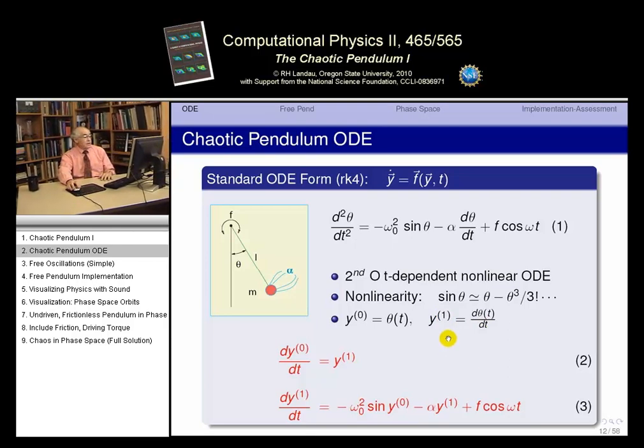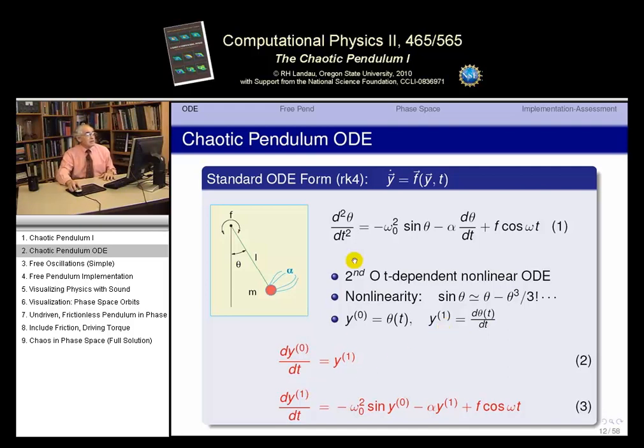simultaneous first-order differential equations, there are 2 and 3 here that will be equivalent to equation 1, are just dy0 by dt is y1. That's just definition. The derivative of theta with respect to time is just what we call d theta dt, which is what we're calling y1.